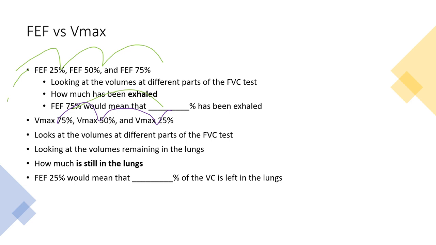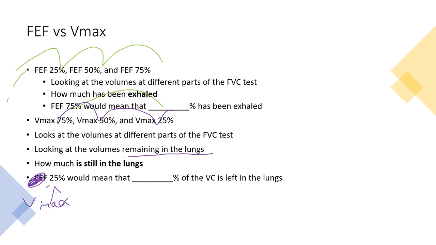The other one is the flow rate, looking at the different parts of the test, looking at the volumes remaining in your lungs. So how much is still in your lungs? So a Vmax 25% would actually mean that there's 25% of the vital capacity left. Vmax 25%, which would mean that 25% of the gas is still in your lungs, which means that you've exhaled most of that gas.